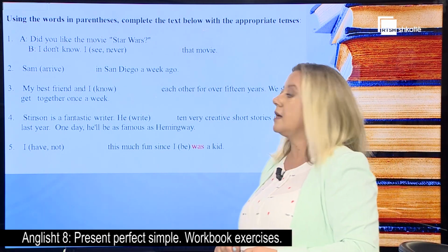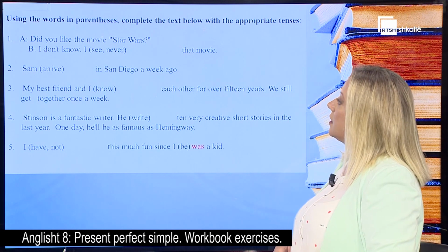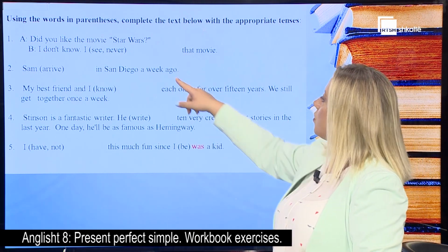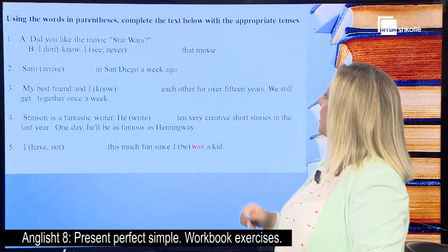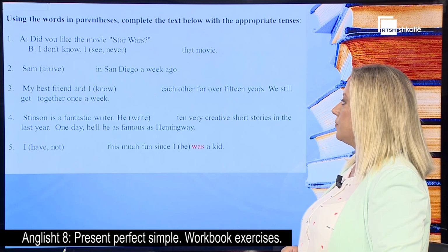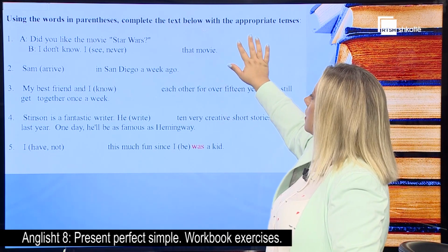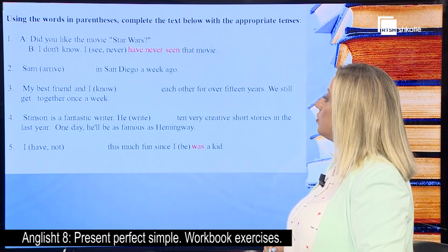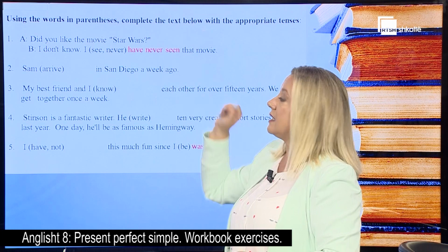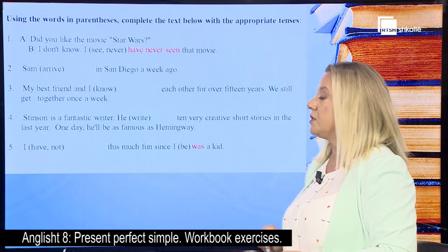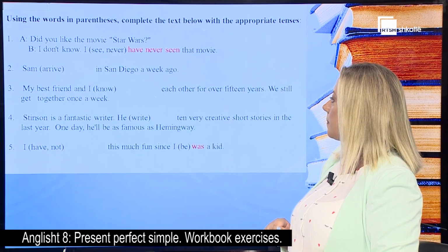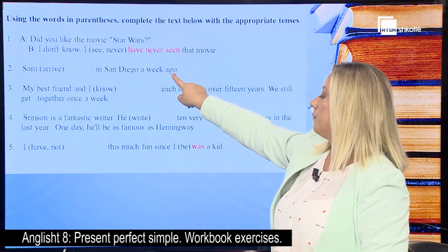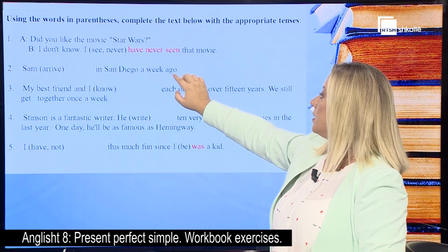The second exercise has this request: using the words in parentheses, complete the text below with the appropriate tenses. Did you see the movie Star Wars? I don't know. I have never seen that movie. We have a description of someone's life experience. Here we have a finished period of time.